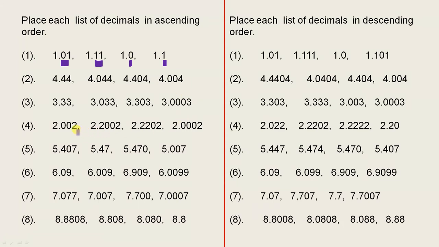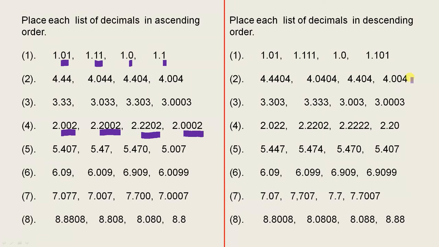Let's look at this one, this number 4. Here we have 3 after the decimal point, 4 digits after the decimal point, 4 digits after the decimal point, and another 4. So make this one 4 digits after the decimal point. So you know what to add on the end here. Once you do that, when you have the same number of digits after the decimal point, it's easy to compare the decimals and to write them in the required order.